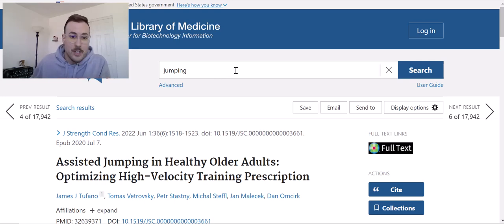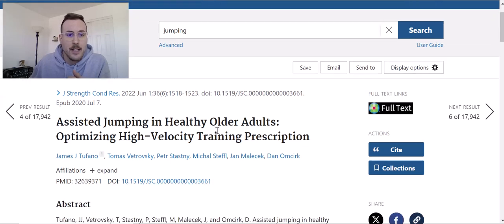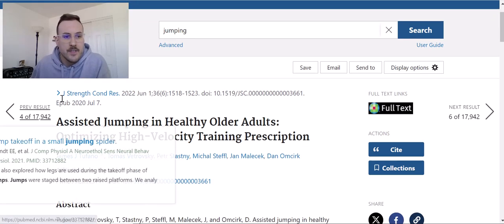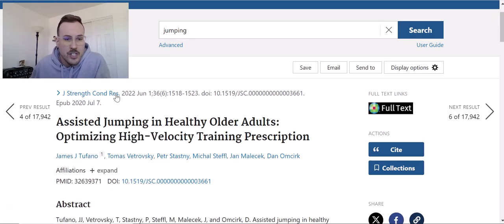But we're going to start with PubMed and we're, again, really just going to talk about how to read an abstract. So you can see I'm on PubMed right here. And I just searched jumping. I was like, let's find some research articles on jumping. So this one's pretty recent. It's from a strength and conditioning research organization. It's from June 2022, so pretty recent.